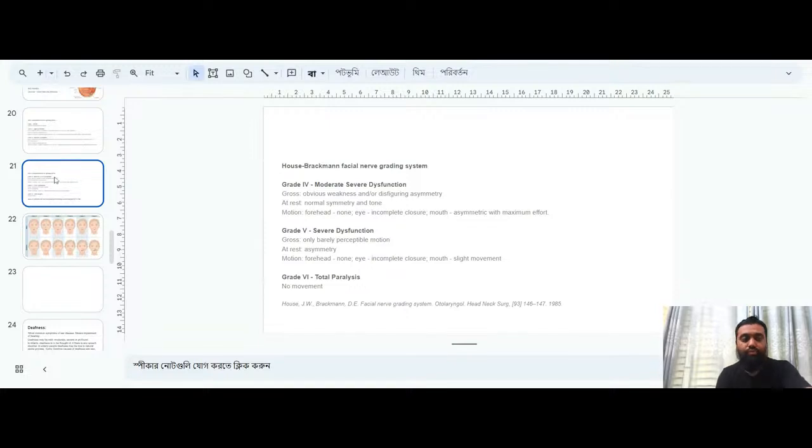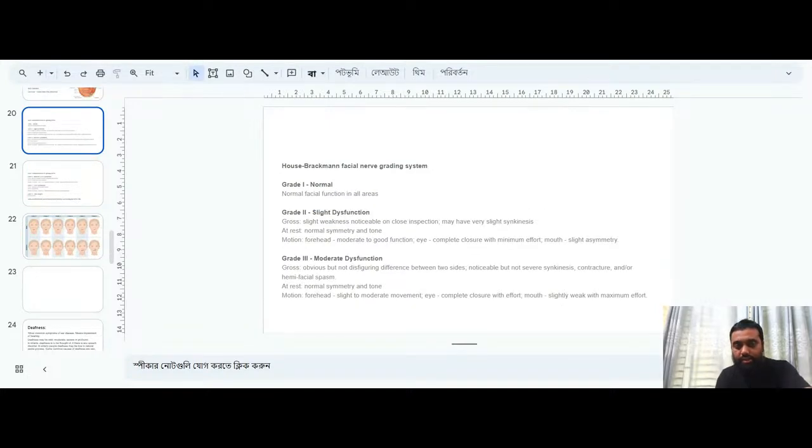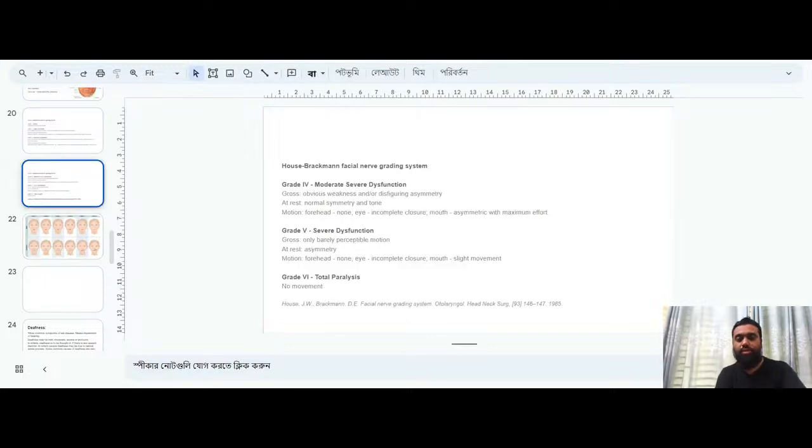There is incomplete eye closure in grade 4. In grade 3, you can see that there is complete eye closure with maximum effort. In grade 3, the eye can be closed with effort, but in grade 4, there is no complete closure of the eye. So first, forehead: there is no movement. Second, incomplete closure of the eye. And finally, the angle of the mouth has asymmetry with maximum effort.